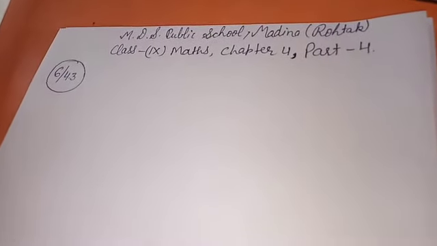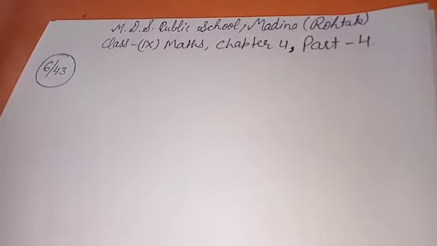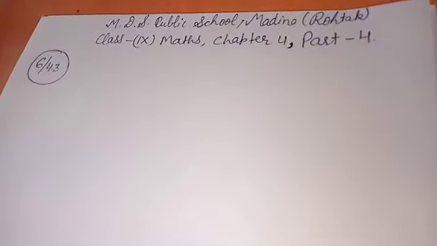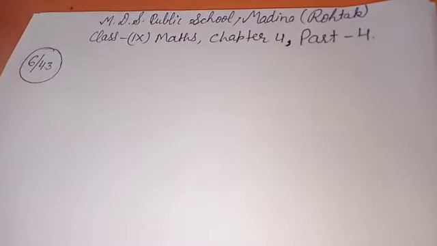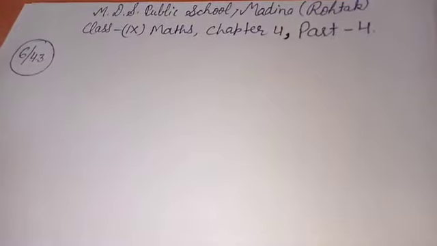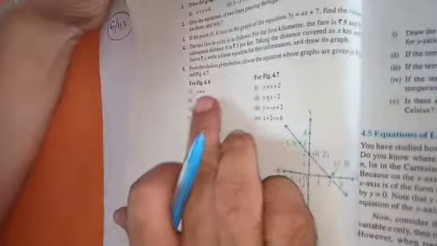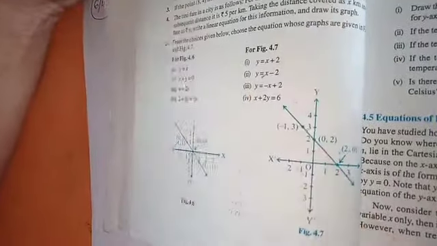you can solve from the choice given below. Choose the equation whose graphs are given. You have to tell, these are two graphs, 4.6 and 4.7. You have to tell these are graphs of which equation. For figure 4.6 this is given, for figure 4.7 this is given.